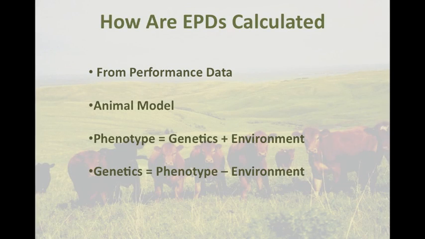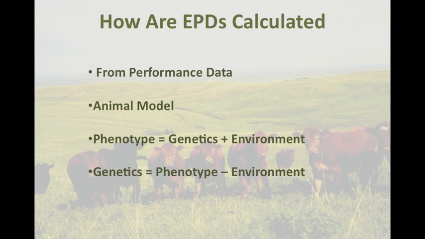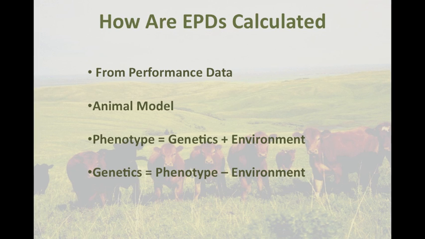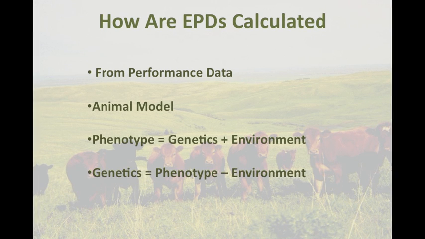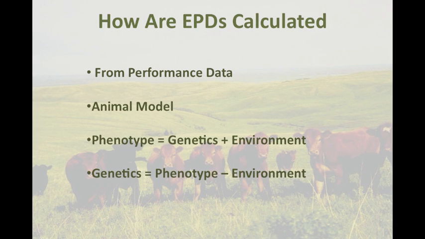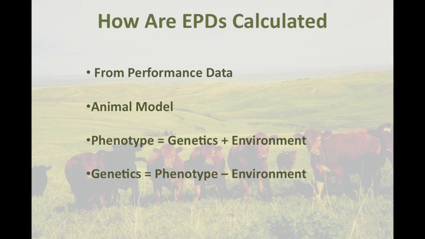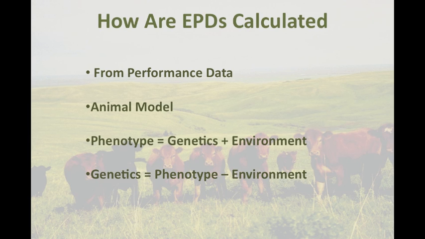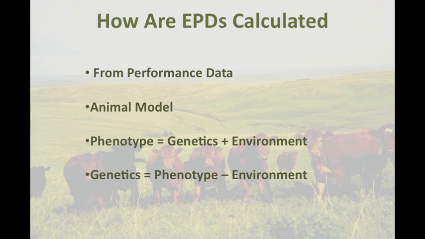This is the animal model that we use. So the phenotype, or the weight, for example, that our members submit to us is equal to the genetic potential of the animal plus the environment. And if you rearrange that, the genetics, or the EPD, is equal to the phenotype minus the environment. So how do we remove that environmental factor? We use contemporary groups to do so.